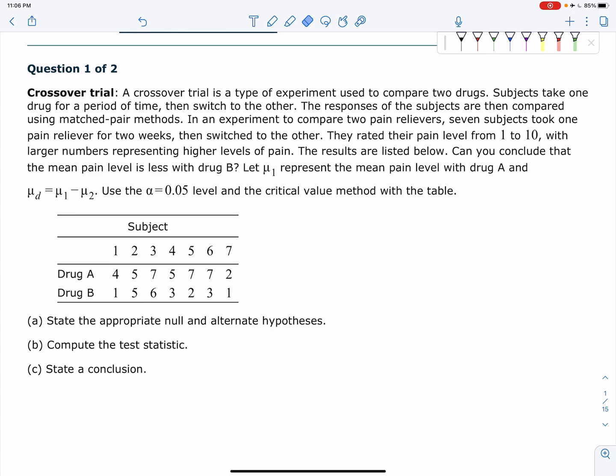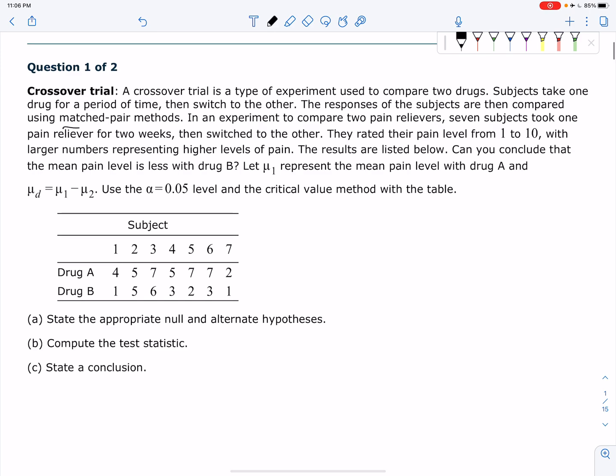It says crossover data. Okay, question number 1. A crossover trial is a type of experiment used to compare two drugs. Subjects take one drug for a period of time, then switch to another. The responses of the subjects are then compared using the matched pair method. In an experiment to compare two pain relievers, seven subjects, you can see over here 1 through 7, so n equals 7, right?